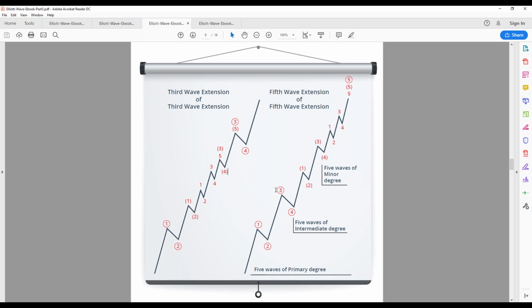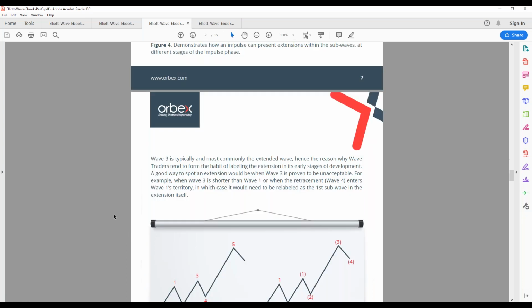Wave 4 retraces, obviously it's 38.2, and then wave 5 presents the extension 1, 2, 3, 4, and then the extension in the fifth wave of the fifth wave, right? 1, 2, 3, 4, and guess what? This is also extended. Fifth wave of the fifth wave.